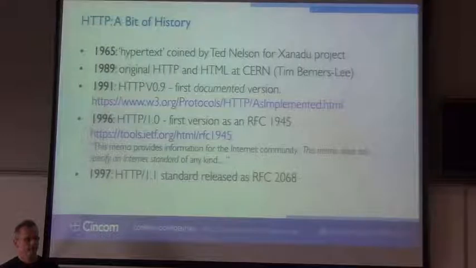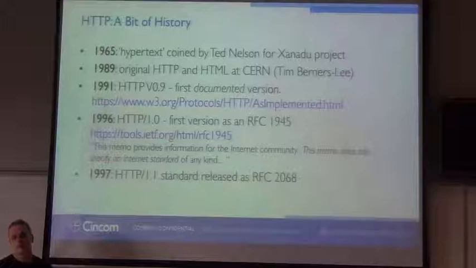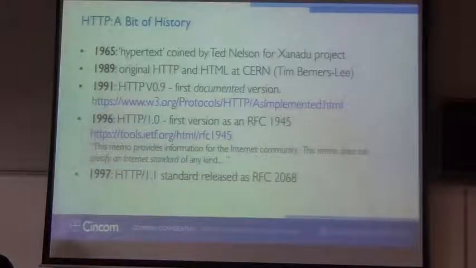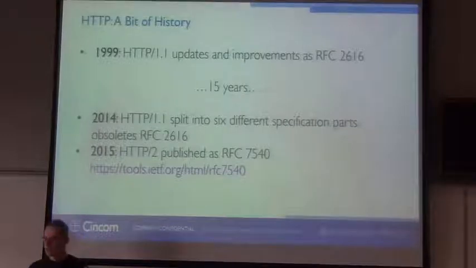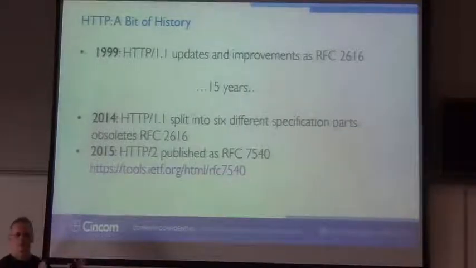And just a year later, with small changes, the first standard was released as RFC 2068. And that was the HTTP 1.1 that we use until today. So we are basically 20 years later using, with minor tweaks, the same version of the protocol that was published back then. There were some updates in 1999, and then 15 years, nothing happened. And in 2014, HTTP 1.1 was split into 6 different specification parts, so they deal separately with headers and with content types and all those things. No need to go into details.